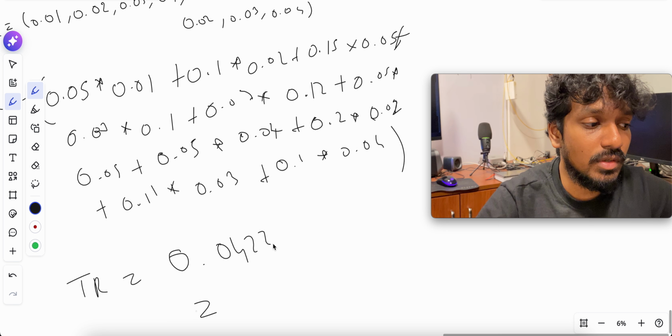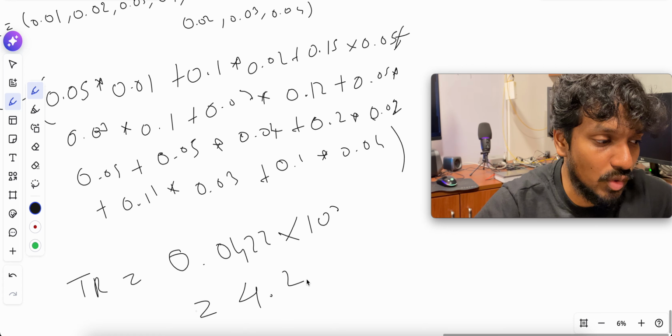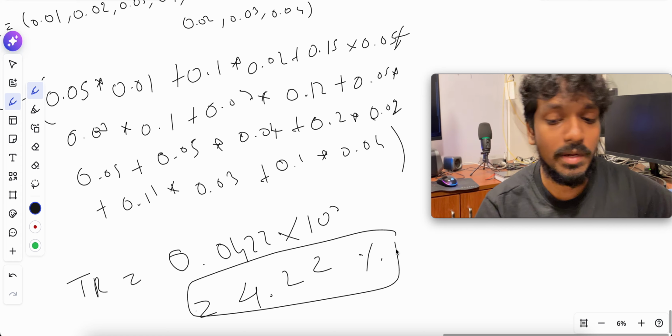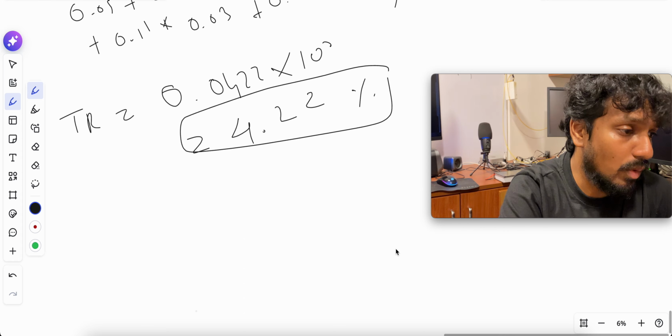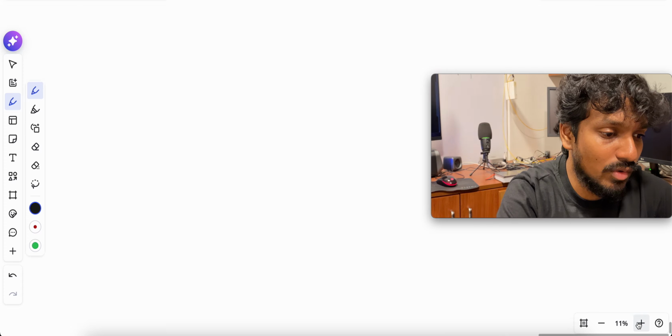So what you have to do is multiply by 100, so you will get a value of 4.22. So 4.22 percent is what your entire portfolio has made. Now you'd be having one doubt. Let me go through that.